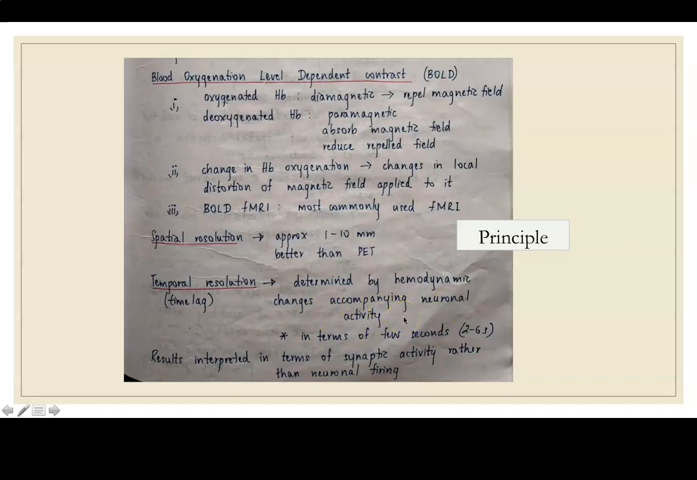So we have seen that you have a depolarization, you have a neuronal activation. Next, it needs to change the blood oxygenation level. Only then it will be measured by fMRI. So this hemodynamic change accompanying neuronal activity causes the time lag. It is in terms of a few seconds, 2 to 6 seconds. The results are interpreted in terms of synaptic activity rather than neuronal firing. This is a more accurate thing. Synaptic activity is more accurate than neuronal firing.